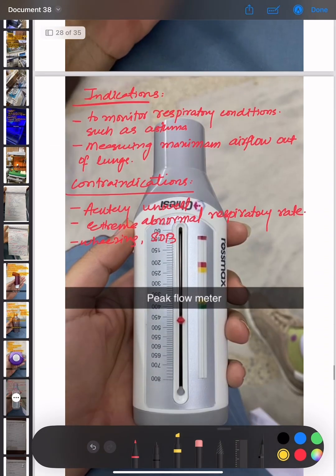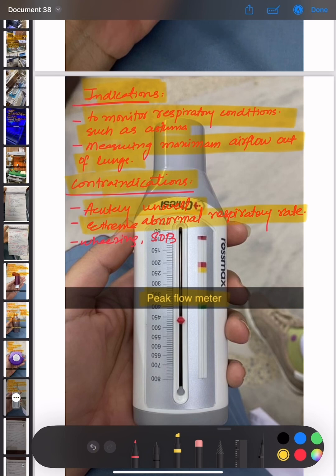The next instrument is peak flow meter. The indications are to monitor respiratory conditions such as asthma and measure maximum airflow of lungs, and the contraindications are acutely unwell, extreme abnormal respiratory rate, and wheezing, that is shortness of breath.